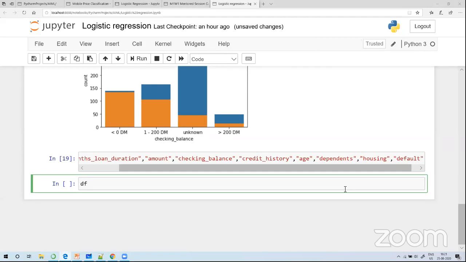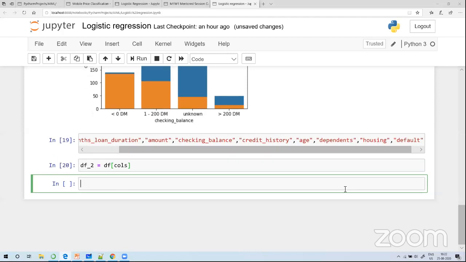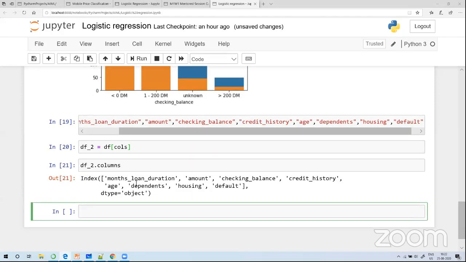Okay, so these are the columns that we are going to use. So we are going to subset them. We are going to create another data frame df2. df2 is equal to slice the data frame 1. And what are the columns that we are going to select? The columns that we have just mentioned. Okay, now if you see df underscore 2 dot columns, those are the columns that we just selected for our analysis.